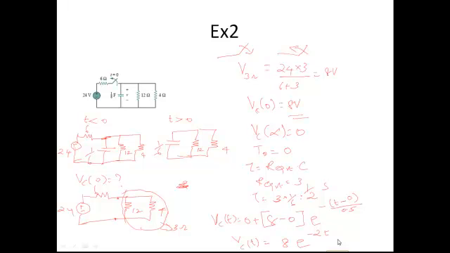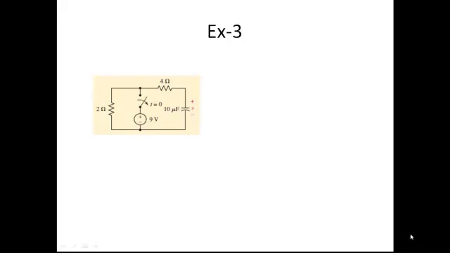Okay, so this is the next example. Let us consider the third example. Again, as I told you, there is a circuit involving switches, so you need to draw two circuits: one before switching, another one after switching. You can see before switching the switch is closed, so this tells you the switch is opening at time t equal to 0. Initially it was closed.